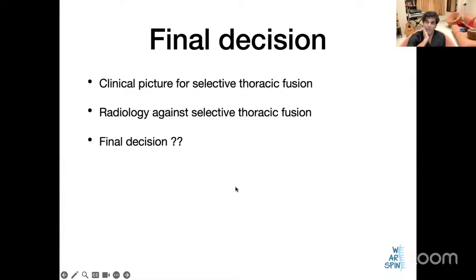Can you please go ahead, Nishant and Arjun? It's a younger child also. This is a younger child. It's a younger patient.